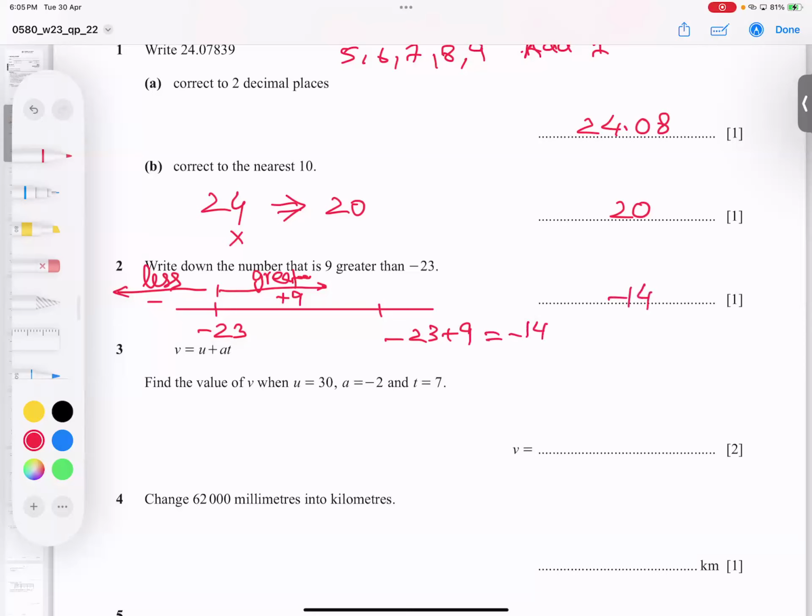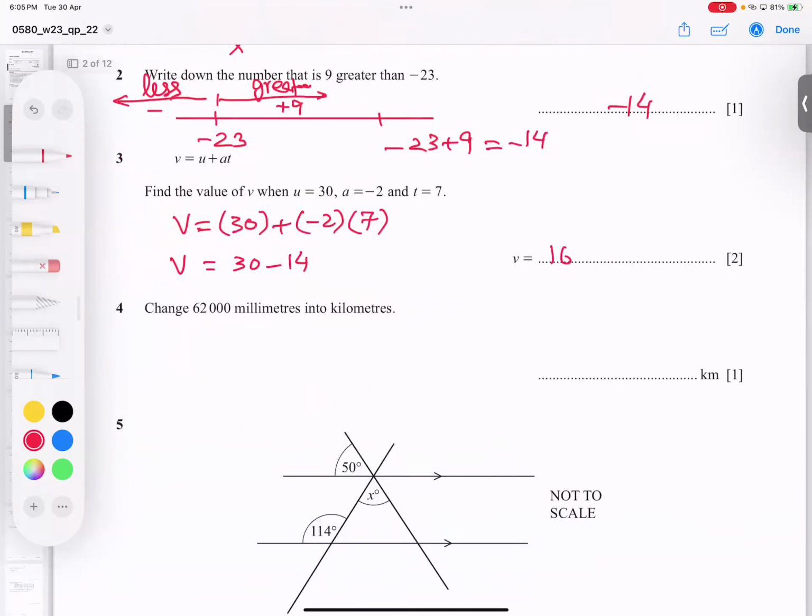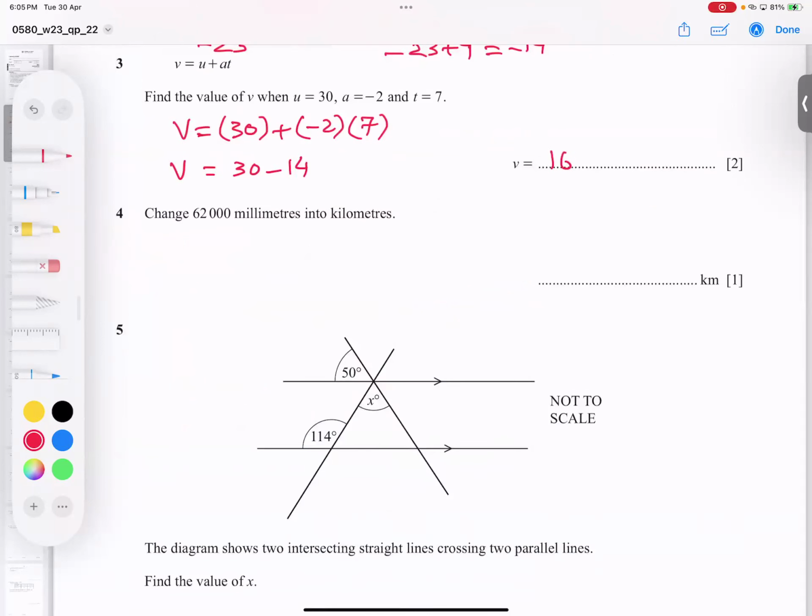Now the next part, question number 3, and he has given us the values. It is 2 marks, so please at least show one step of replacing the values. In this way, you will get a minimum of 1 mark, in case your next answer is wrong. So you plug in 30 in the place of U, negative 2 in the place of A, and 7 in place of T. So at least you get 1 mark for showing this working. And this is negative 14. Now you can write directly, or show this working, which is acceptable. Then the answer comes 16. So you learn one thing: at least show these values, fill in the values, okay?